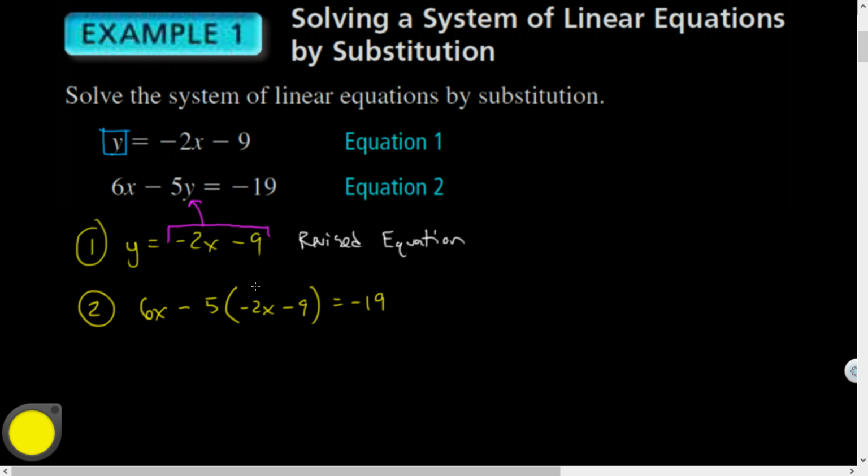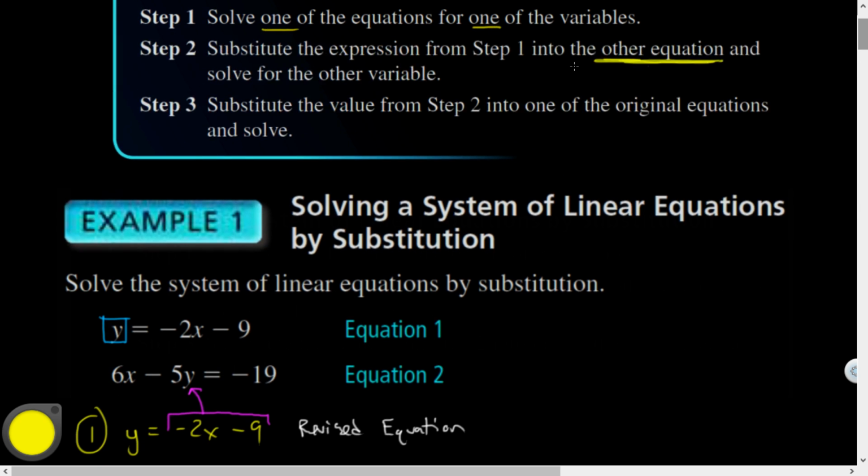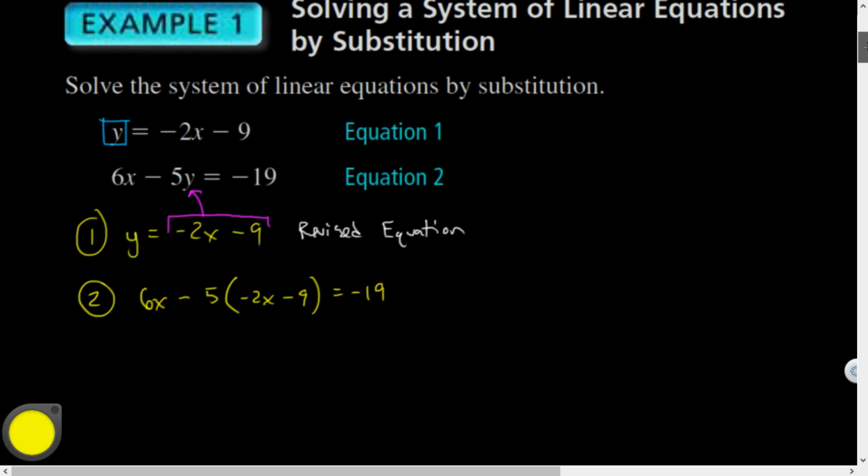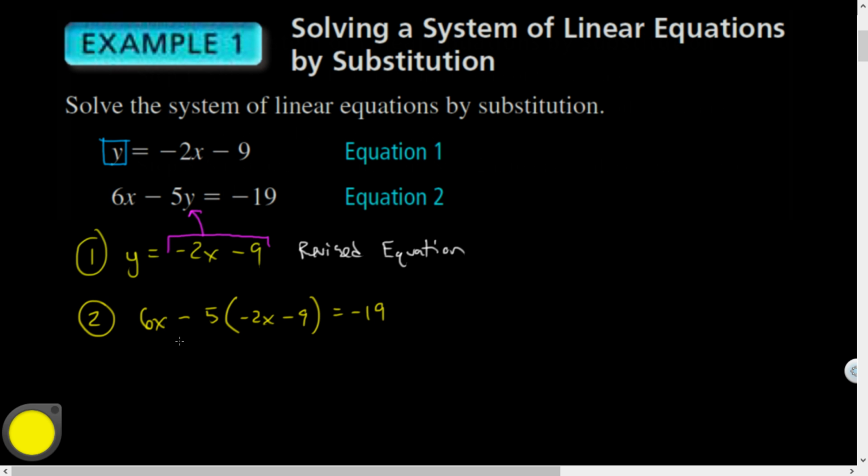But this equation has one benefit. Notice, it only has one type of variable. It only has x's. There are no more y's in this equation. And that's why for step 2, we substituted the expression from step 1 into the other equation, and I'm going to solve for the other variable, the other variable being x. There's only x's in this equation, so let's solve for x.